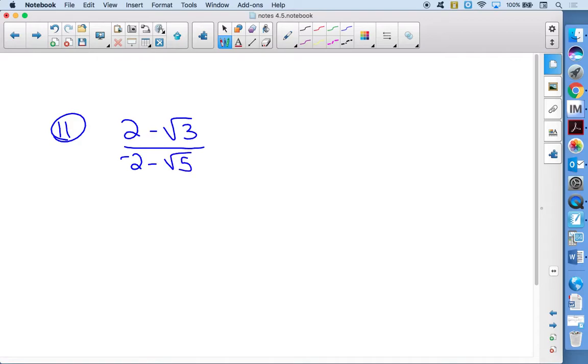Number 11 gets a little trickier. What would we use to multiply with number 11? Get rid of the negative. So what are we going to multiply by? Not just the square root of 5. There are 2 numbers down there. So Savannah, what would be the opposite of what's down on the bottom? Negative 2 plus the square root of 5.